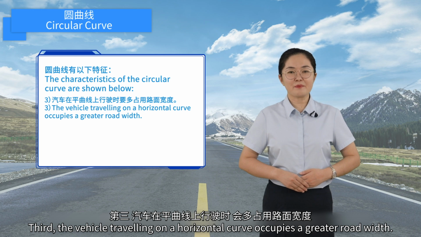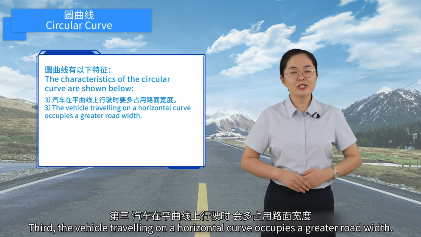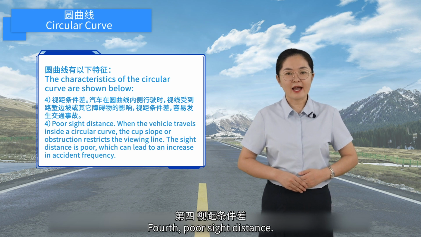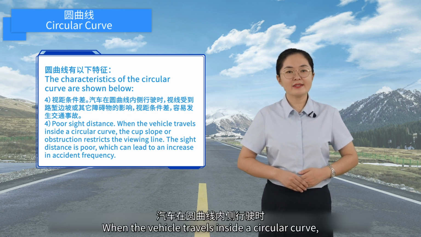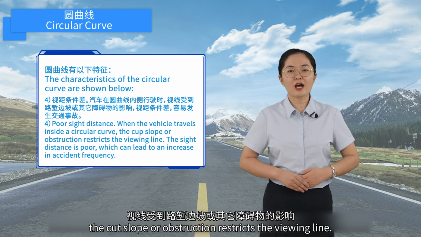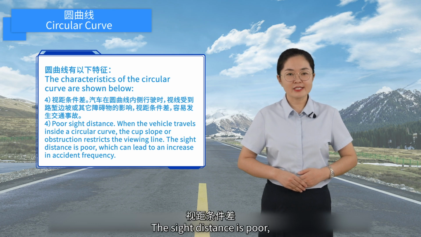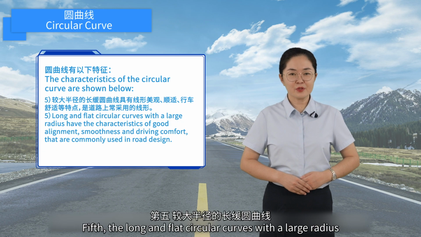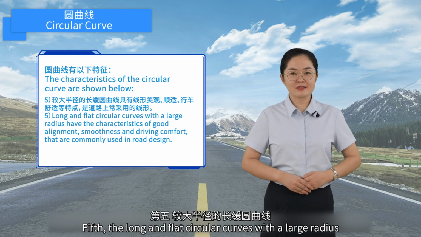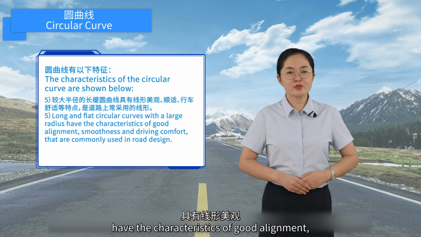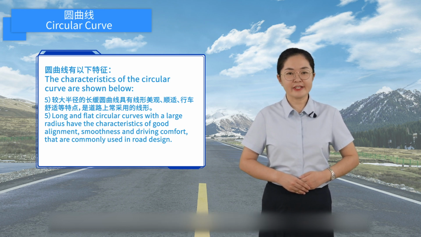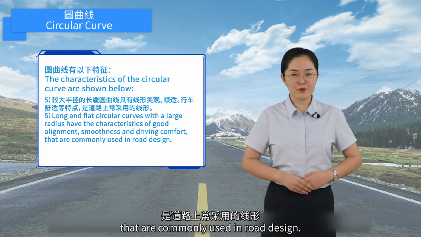Third, the vehicle traveling on a horizontal curve occupies a greater road width. Fourth, poor sight distance. When the vehicle travels inside a circular curve, the cut slope or obstruction restricts the viewing line. The sight distance is poor, which can lead to an increase in accident frequency. Fifth, the long and flat circular curves with a large radius have the characteristics of good alignment, smoothness, and driving comfort that are commonly used in road design.